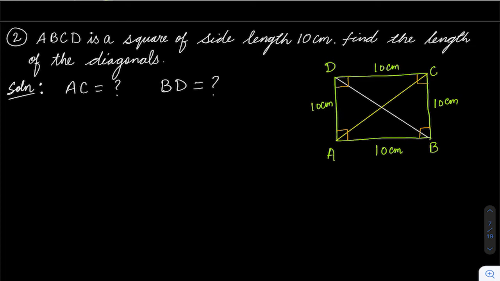If I consider triangle ABC, I can see that it's a right angle triangle, and the right angle is at B. So AC is my hypotenuse. If AC is my hypotenuse, then the shorter sides I know are 10 and 10, so I can always find the longest side. From this I can say, by Pythagoras theorem, AC square will be equal to 10 square plus 10 square, that is 100 plus 100.